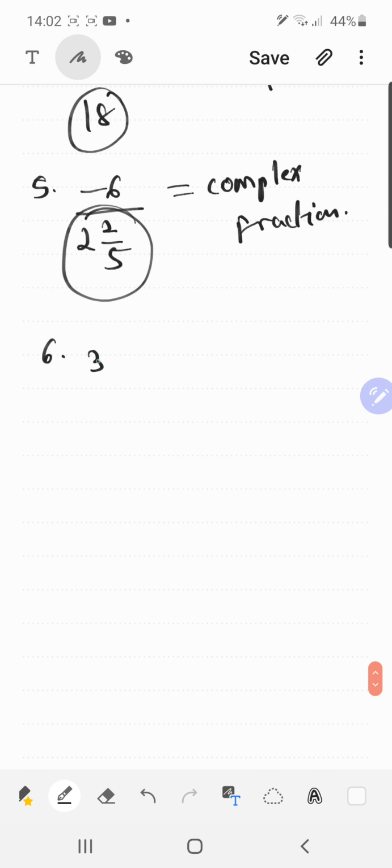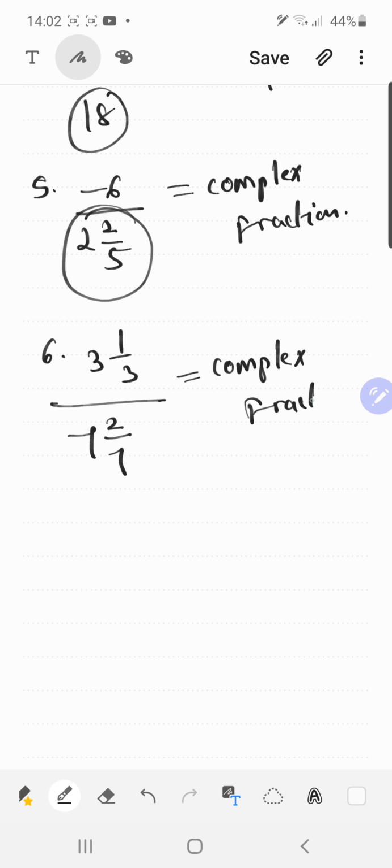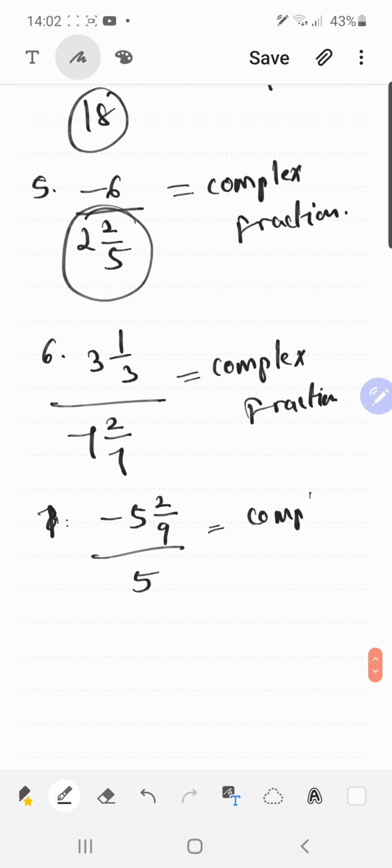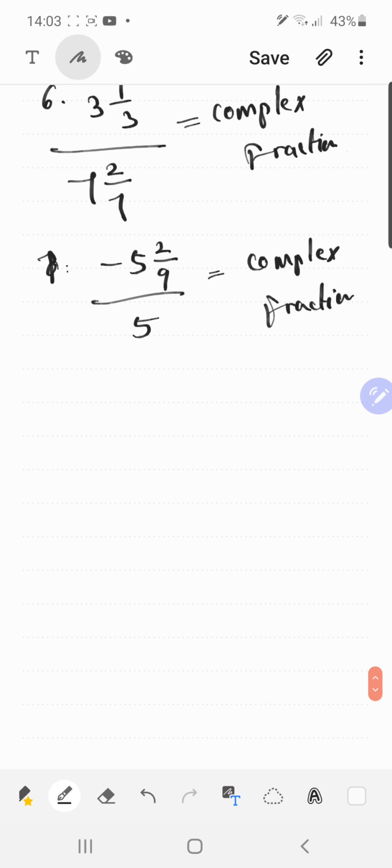Next we have 3 1 by 3 and 7 2 by 7. Again this will be your complex fraction. Then we have 7th as minus 5 2 by 9 and 5. It is a complex fraction. My dear kids, hope you understand what is meaning of complex fraction. Wherever there are some mixed fractions involved into the normal fraction, it will be called as a complex because it is actually increasing the complexity of your problem. So such kind of fractions are called as complex fractions.